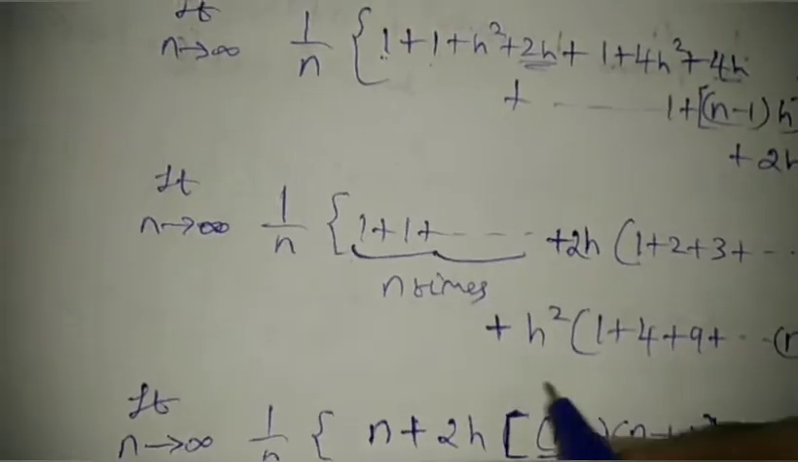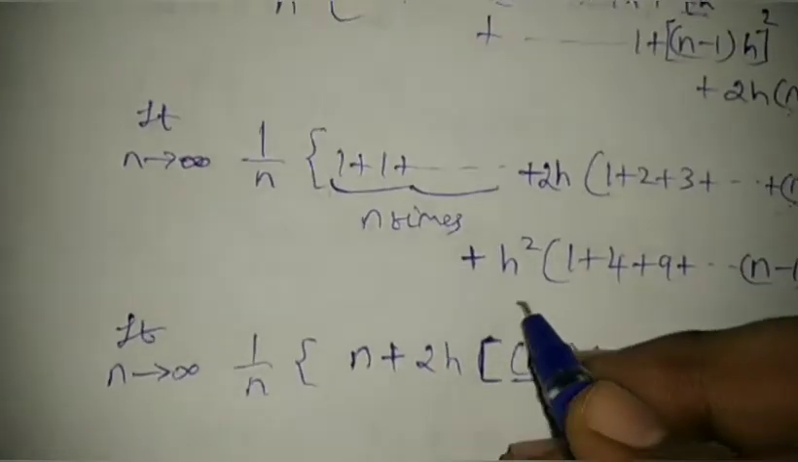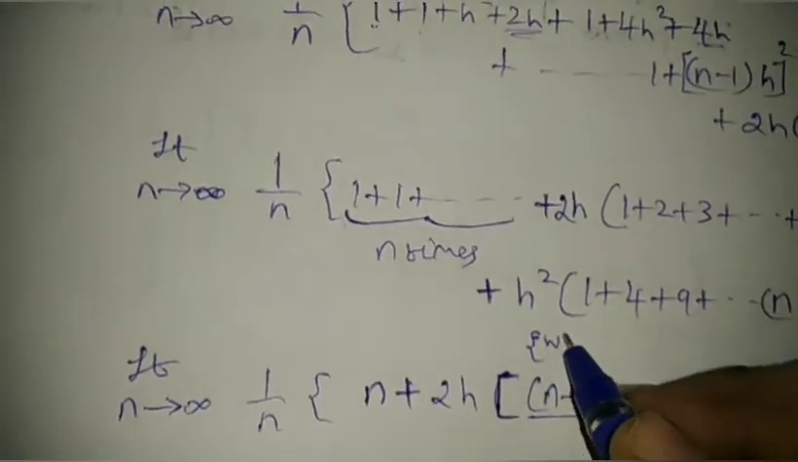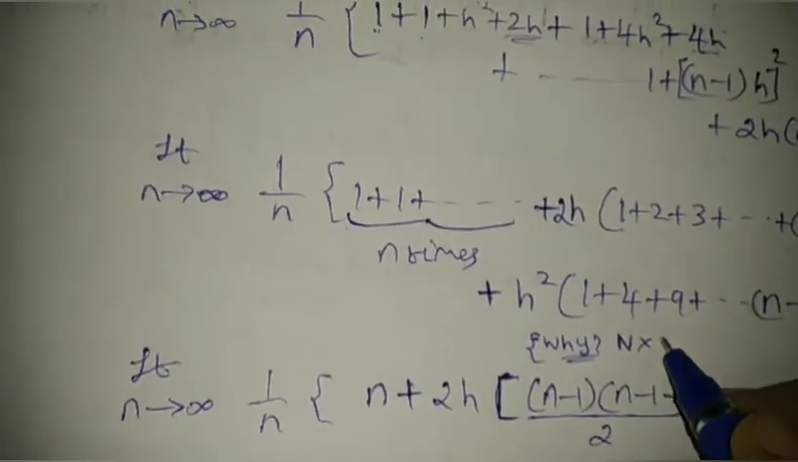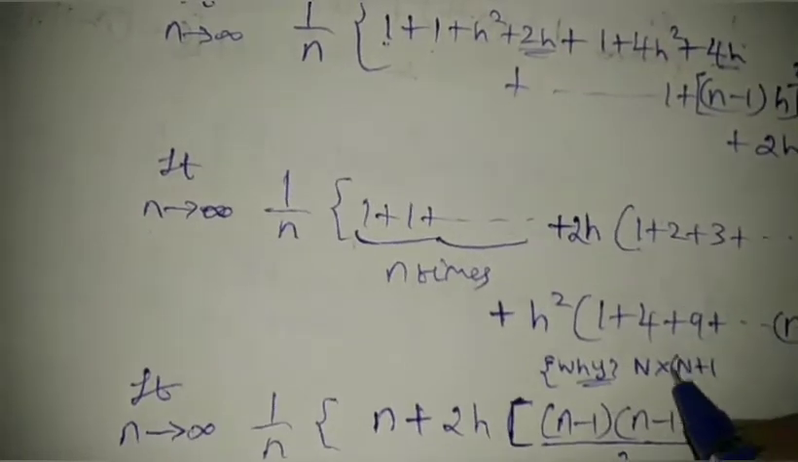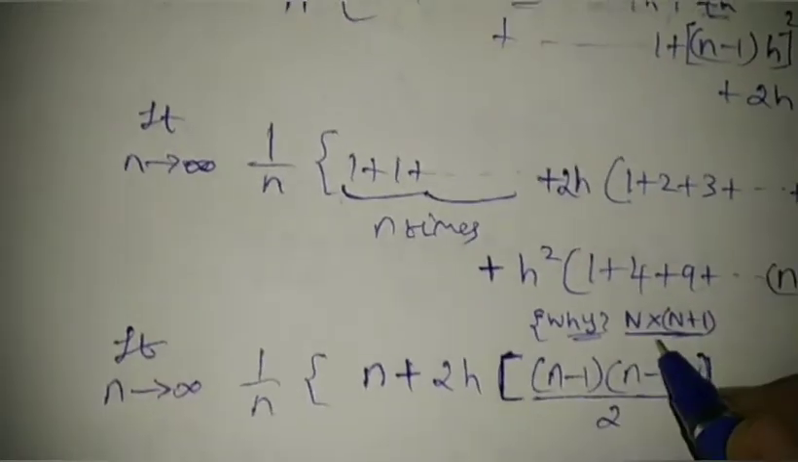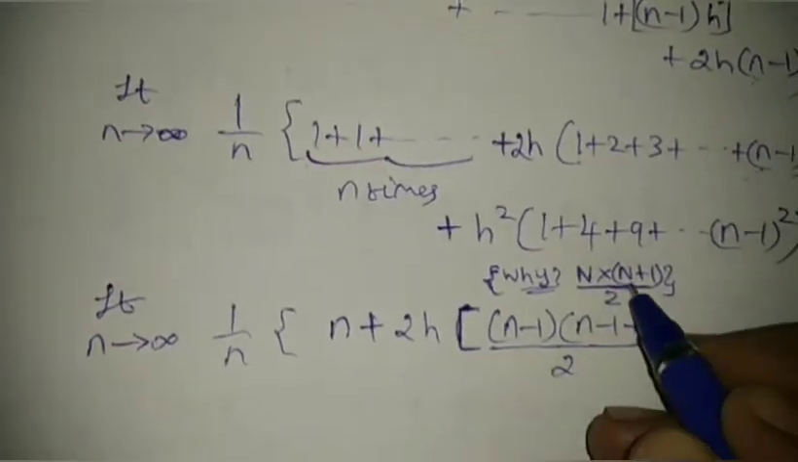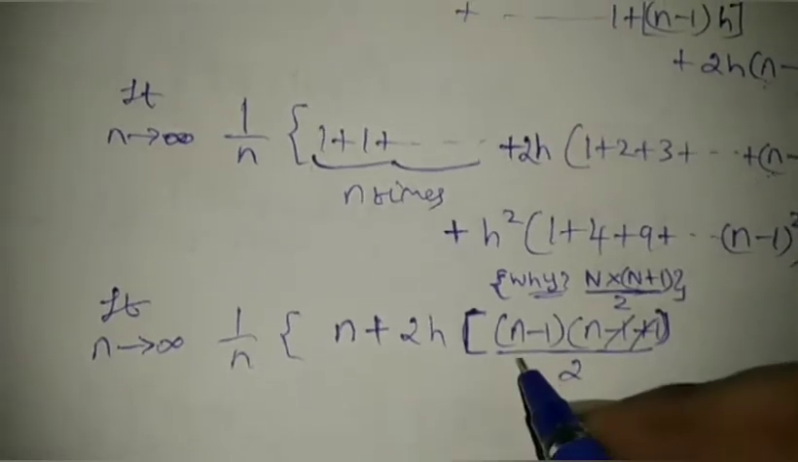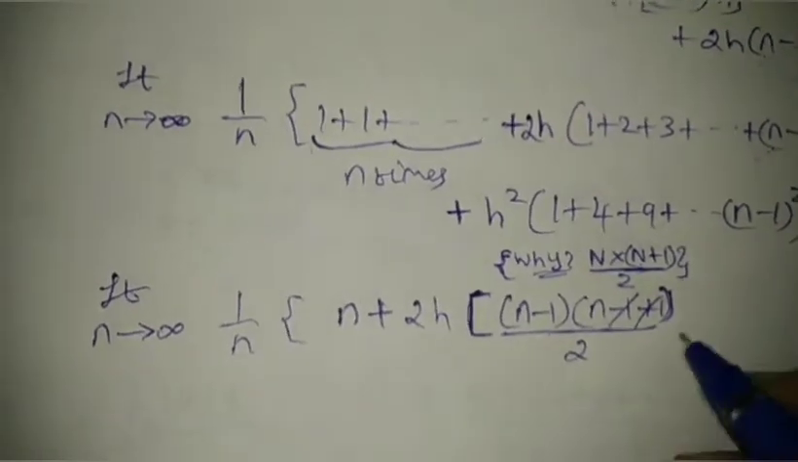Why? Because n into n plus 1 by 2, for understanding purpose I'm writing here. So n becomes n minus 1 if you substitute, and here n minus 1 plus 1, this will be cancelled. So the answer will be n minus 1 into n by 2, okay.